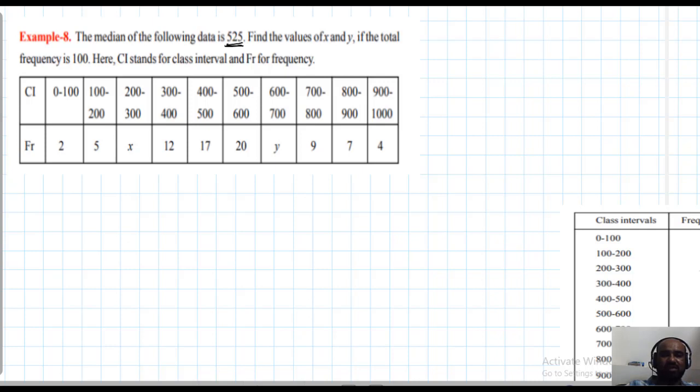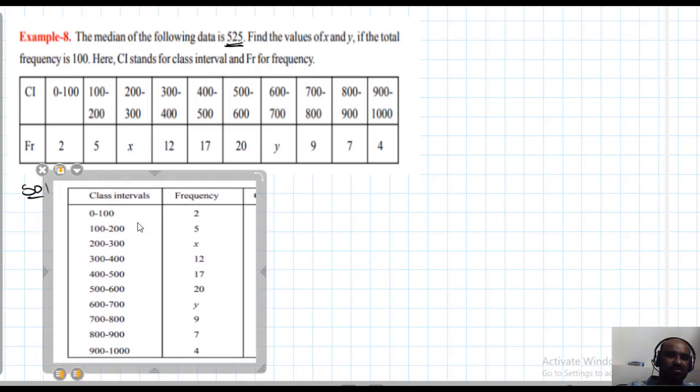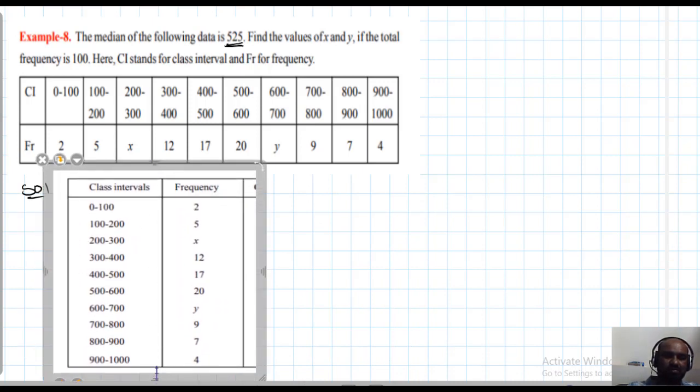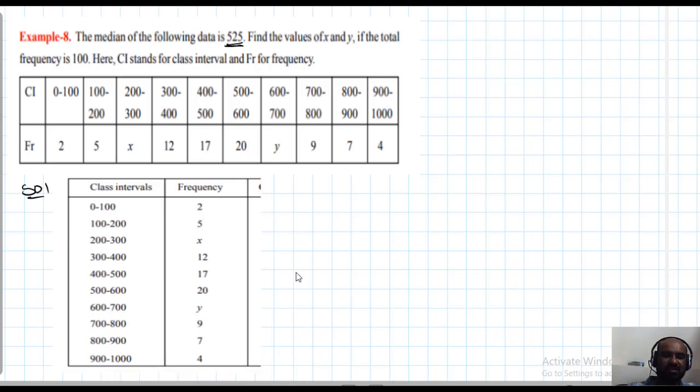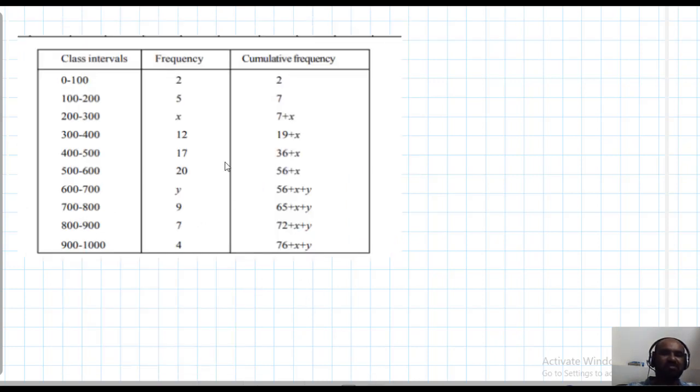Okay, first of all, I want to write the solution. I don't want to waste time, that's why I used this table. This is the actual solution table. Okay, students, this is the frequency. After that, I want to extend this. What should we do? You need to write a cumulative frequency. I will show you what that is. I wrote the cumulative frequency also here. Class interval is this, frequency is this, cumulative frequency is this.